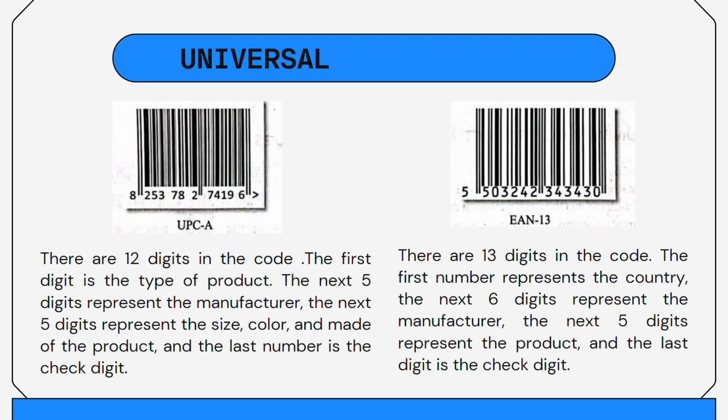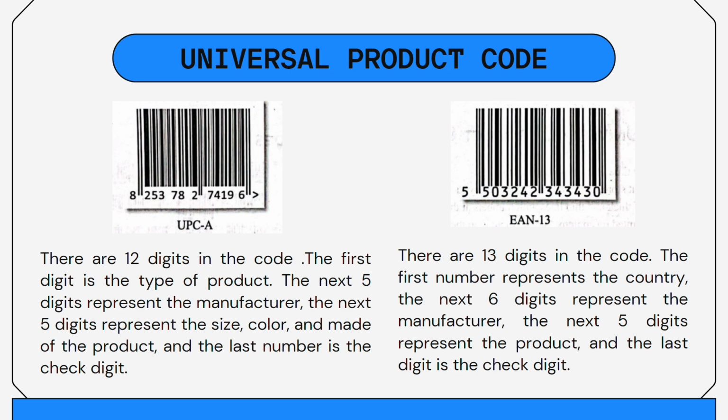So, we have two types of universal product code, the UPCA and the EAN13. So, let's differentiate the two. Yung UPCA ay 12-digit number wherein yung first digit is nagre-represent kung anong type ito ng product. Kung sapatos ba or damit ito. The next 5 digits ay nagre-represent ng manufacturer. And the next 5 digits naman ay nagre-represent ng size, color, and kung anong made yung product. And yung last digit is a check digit.